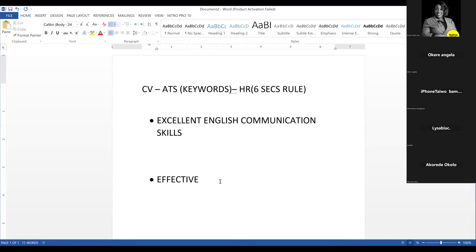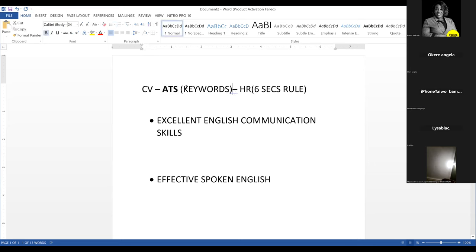Effective spoken English, for example. I'm just giving an example. Now, excellent English communication skills and effective spoken English. Fluent in English, eloquence. God bless all these English people. You see why it is good to go to school like this. Okay, eloquence in English. So you now used all those English. All of them mean the same thing. But this ATS does not have the sense to discern that all these things mean the same.